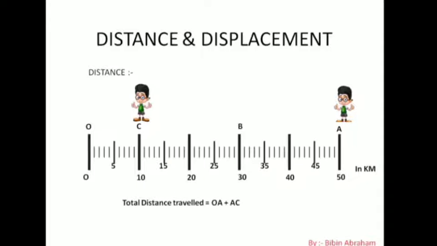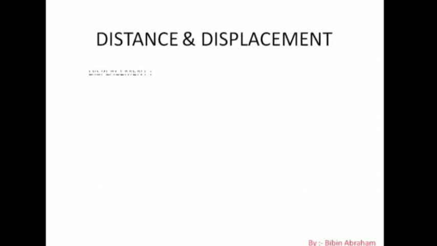The total distance traveled by Ramu is OA, and then he came back from A to C. Yes or no? So the total distance traveled by Ramu is, from O to A it is 50 kilometers, from A to C it is 40 kilometers. Yes or no? Right. So the total distance traveled by Ramu is 90 kilometers. Fair enough. It is very understandable. Okay, now let's look at the displacement part.